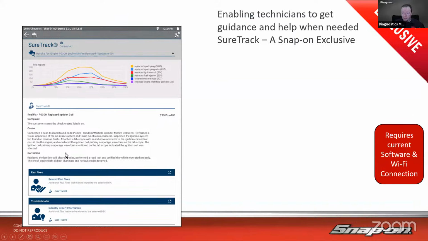And then we have our top real fix. And once again, this is based on complaint, cause, correction out of the repair orders. This is the number 1, and it counts how many times it was a confirmed fix. So in this case, 219 times for this particular fix.